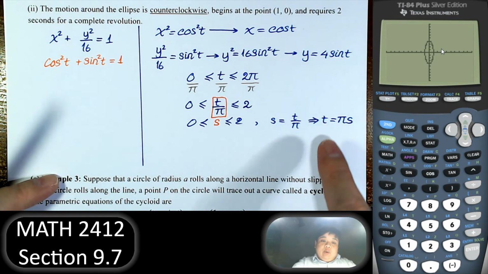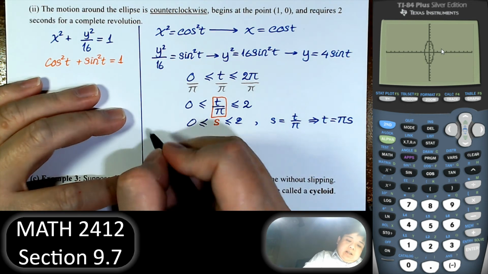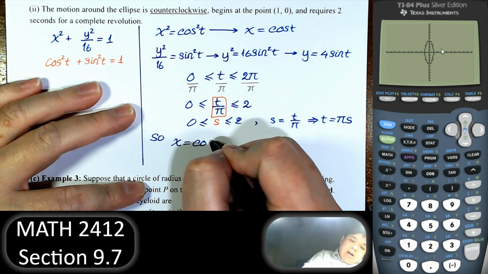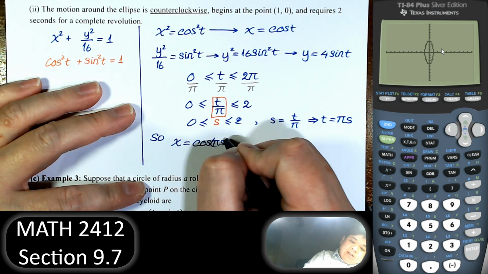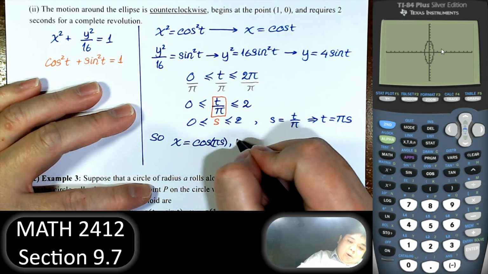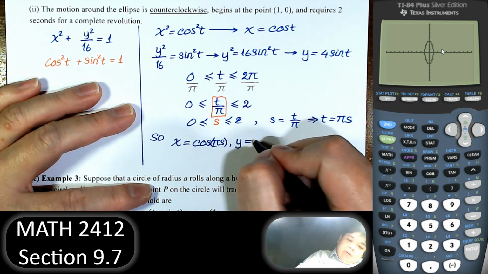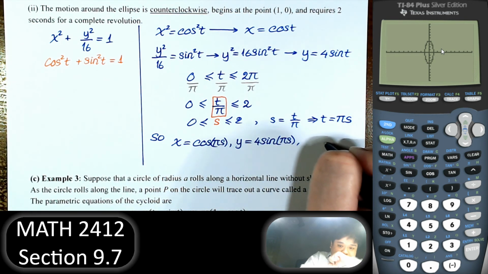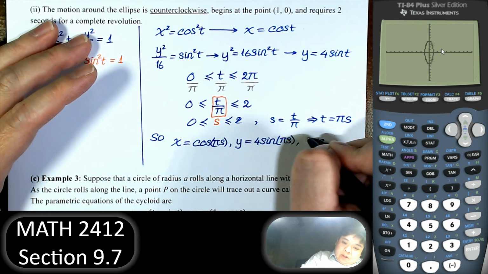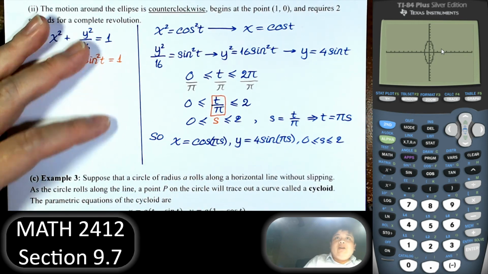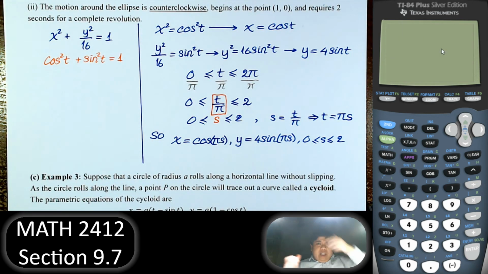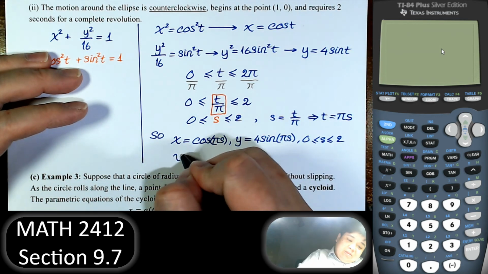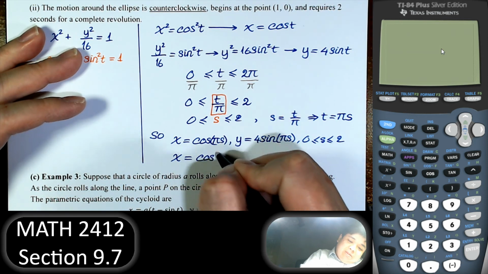Then we can substitute that into the equation. So the equation now is x equal to cosine of t, t is pi s, and y equal to 4 sine pi s, with s between 0 and 2. Alright, that's good. Finally, if you don't want to use s, you want to use t, perfectly fine. Just change it back to t.